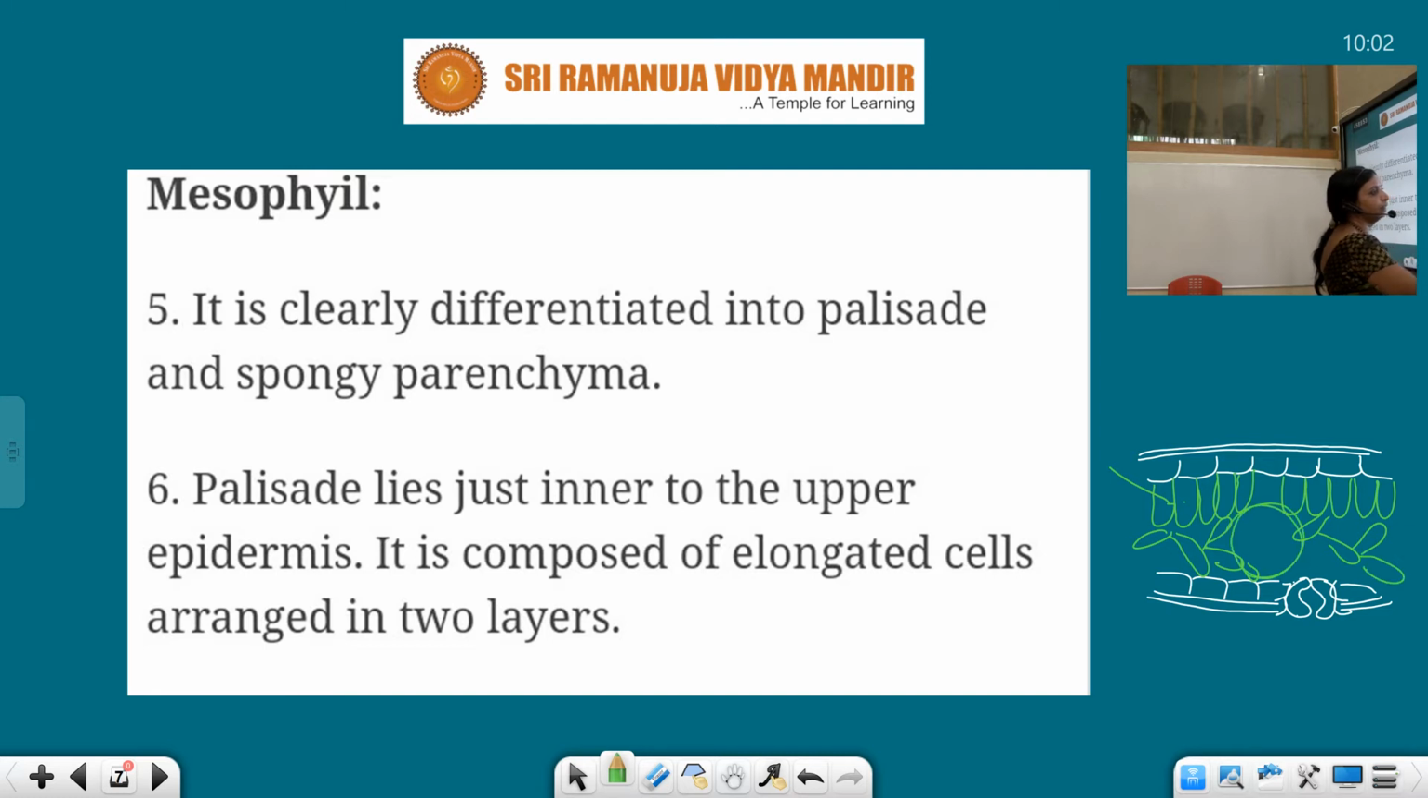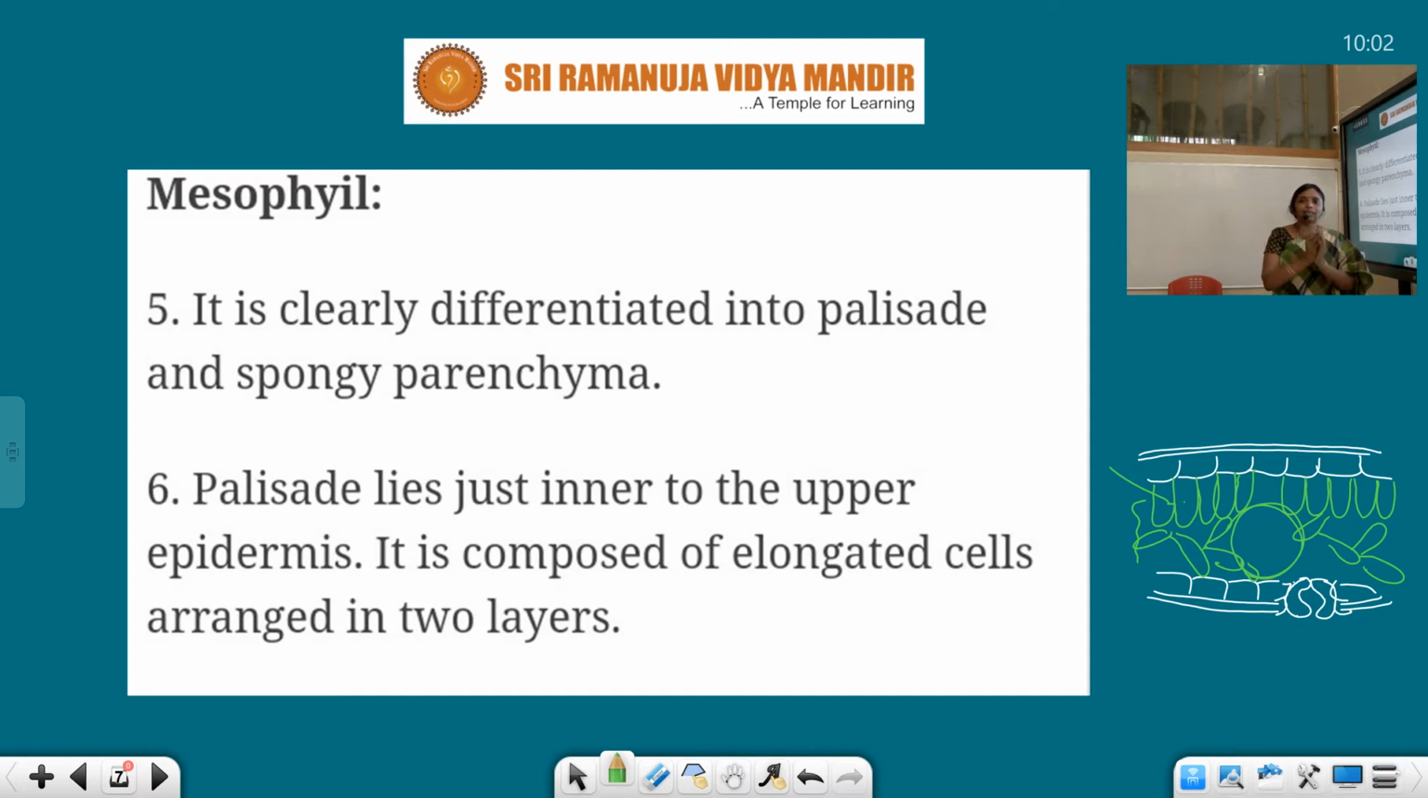and this is the vascular bundle in the middle. So it is clearly differentiated, the mesophyll cells which are present in the middle, these are mesophyll cells, and it is clearly differentiated into palisade and spongy parenchyma. That means mesophyll cells are made up of parenchyma, but these are differentiated. All the cells are not similar. Towards the upper epidermis we can see just palisade tissues are present. These are column like structure.